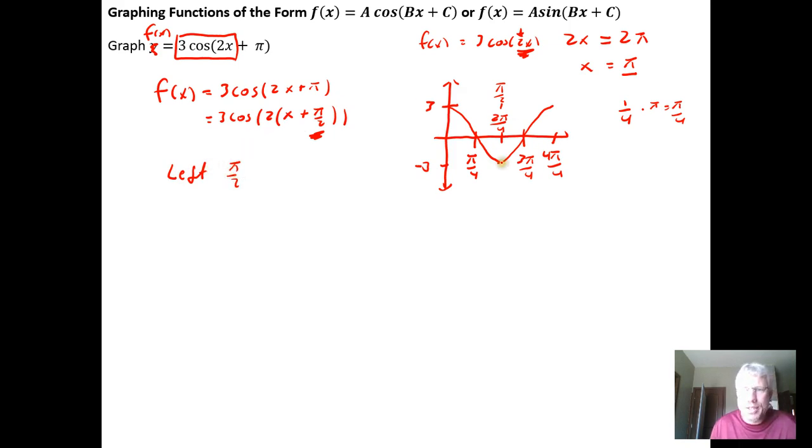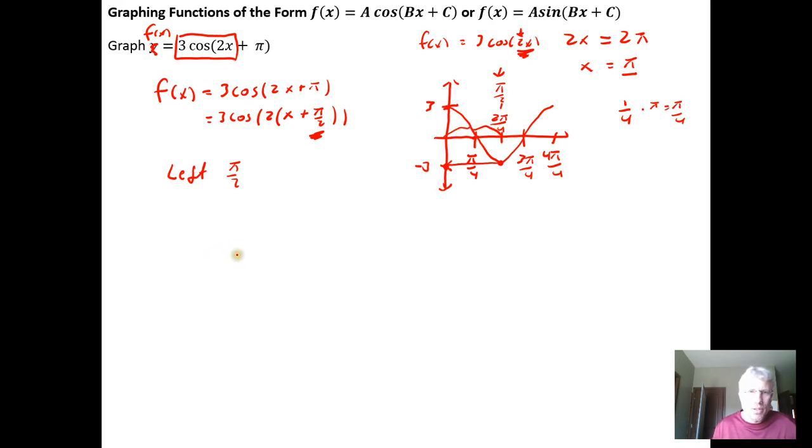So that tells us that this point right here, which happens at pi over 2, if it's a pi over 2 unit shift to the left, is going to get shifted all the way over to the y-axis. So the whole graph shifts over. All the key points shift over pi over 2 units, which is the distance from here to here. So now I can draw my graph.